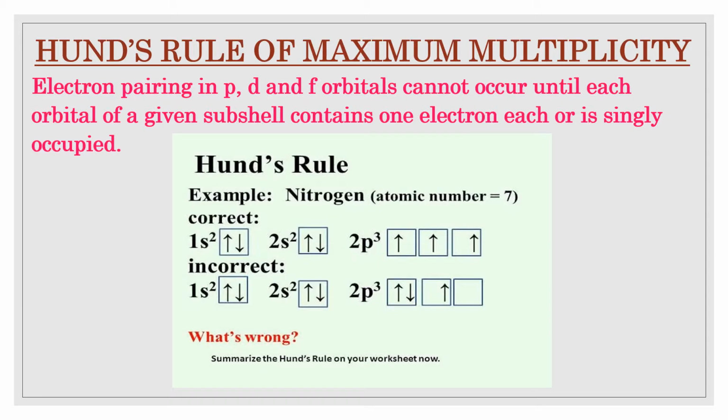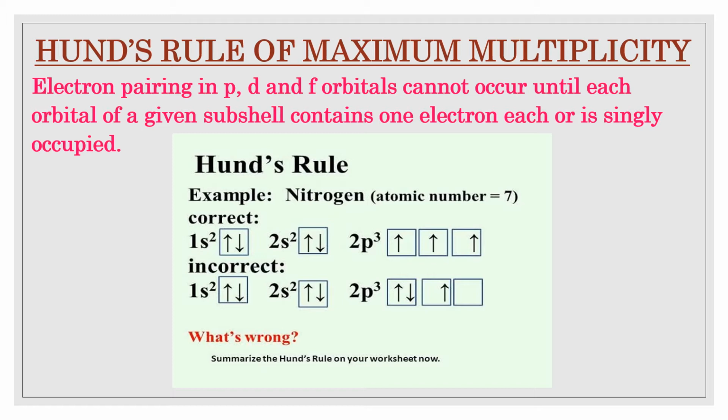So, Hund's rule of maximum multiplicity. This rule deals with the filling of electrons into degenerate orbitals. You know the meaning of degenerate, that is equal energy. Degenerate orbitals of the same subshell, p, d, f. According to this rule, electron pairing in p, d and f orbitals cannot occur until each orbital of a given subshell contains one electron each, or is singly occupied.